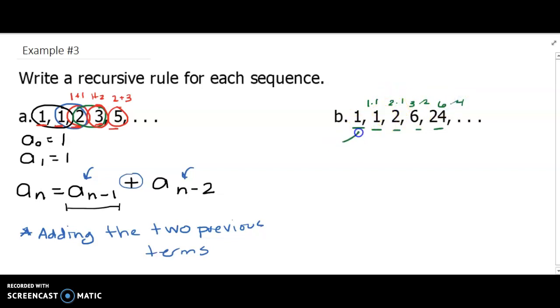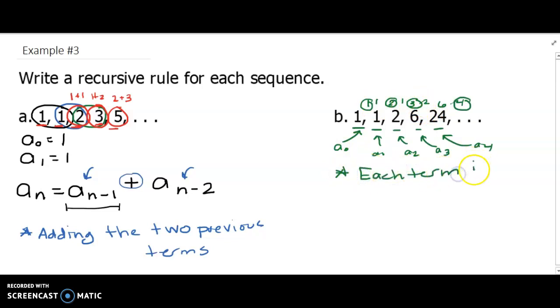If I let this be a sub 0, this be a sub 1, this a sub 2, a sub 3, and this a sub 4, notice for a sub 4, I have 4 here. For a sub 3, I have 3 here. For a sub 2, I have 2 here. For a sub 1, I have 1 here. So what I'm doing in words is I'm going to say each term is n times the previous term.